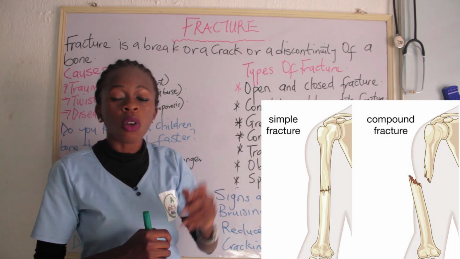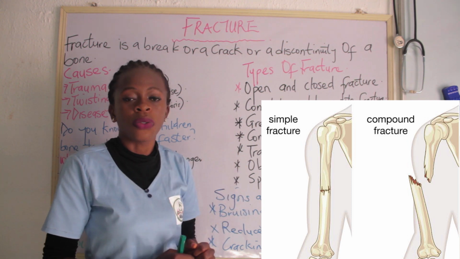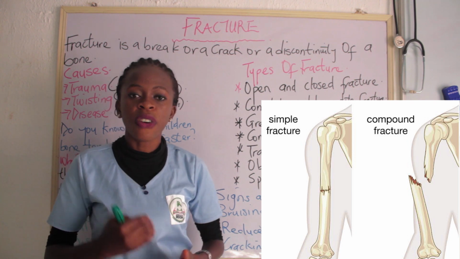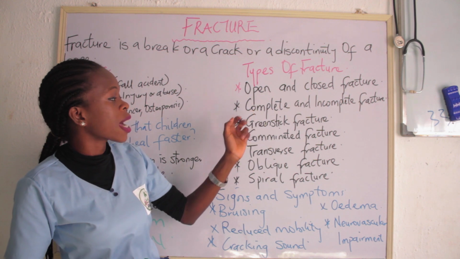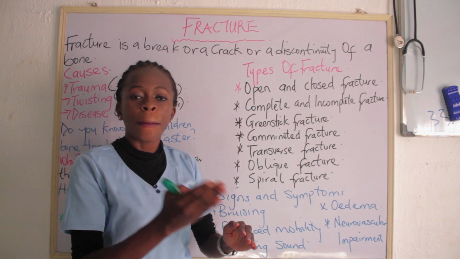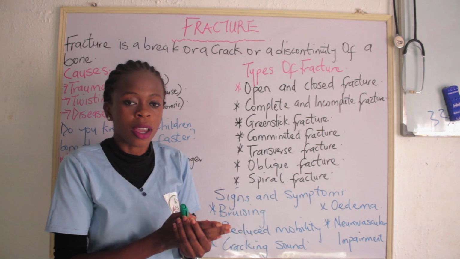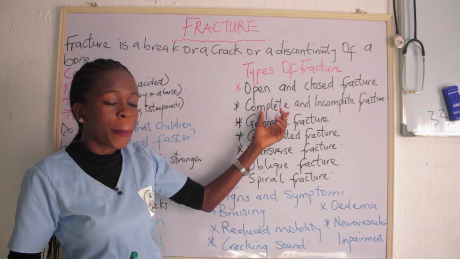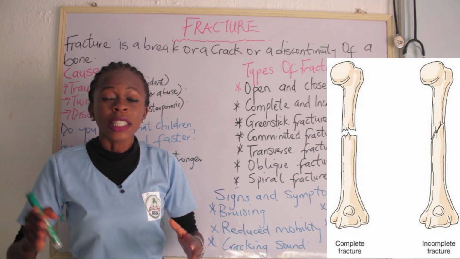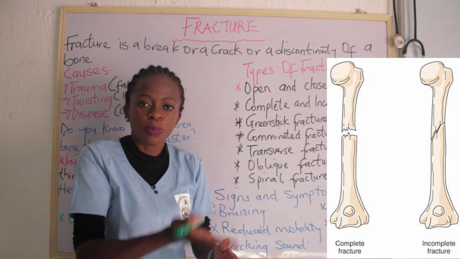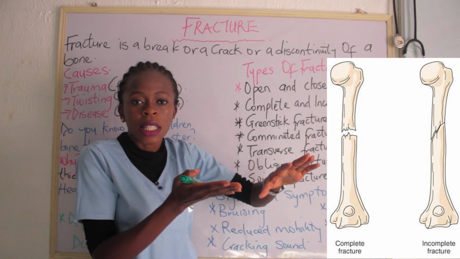Then this, which is a closed fracture, doesn't lead to the breakage in the skin. The skin is not involved. It is known as what? Closed fracture or simple fracture. Then the other one you ask yourself is, is the fracture complete or incomplete? Is the bone broken totally or is it broken halfway? That's what gives rise to the complete and incomplete fracture. In complete fracture, the bone separates totally into two parts. But in incomplete fracture, there's no total separation.